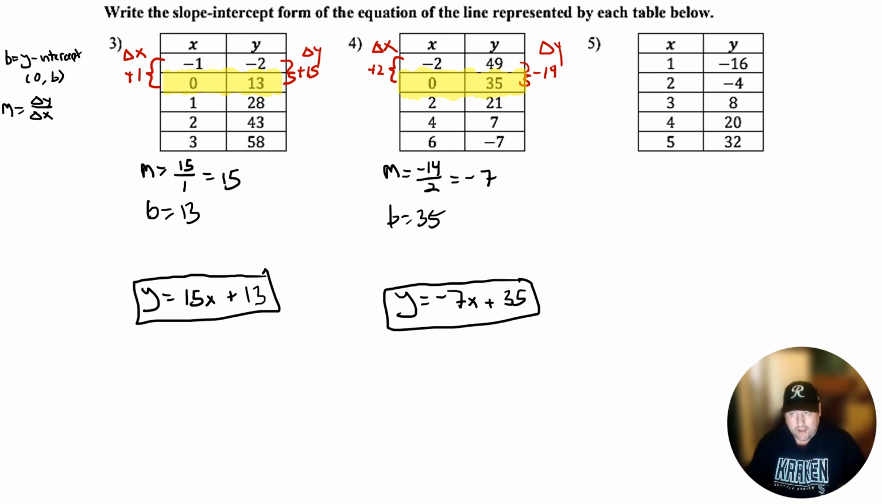Now number 5 is a little different, so let's go through it. So we're going to find the slope. Again, we're counting up by 1s. It looks like we're going up actually by 12 each time. And so my slope is going to be 12 over 1, which is 12. So again, my equation looks like this.